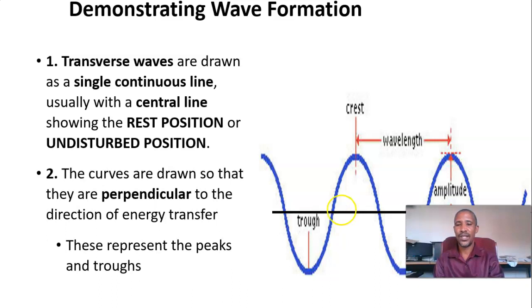2. The curves are drawn so that they are perpendicular to the direction of energy transfer. This is the direction of the energy transfer, and these lines are drawn perpendicular to that. And because of that, they then represent the troughs and the peaks or the crests of the transverse wave.